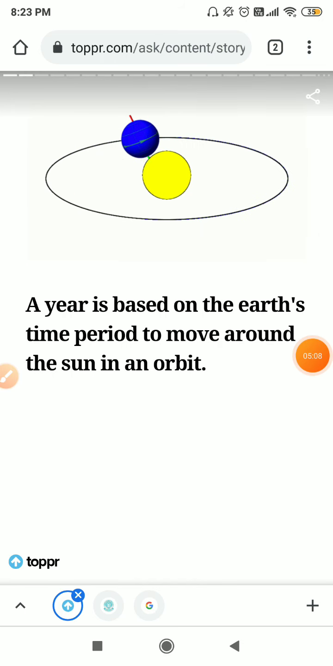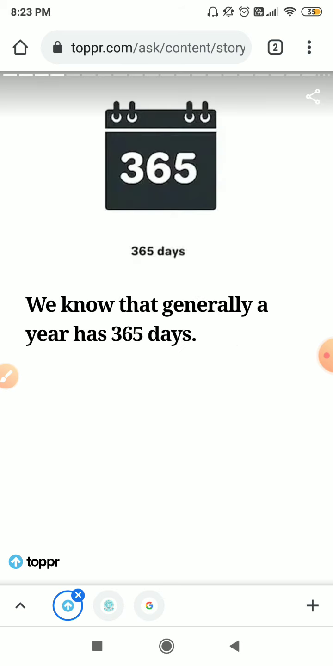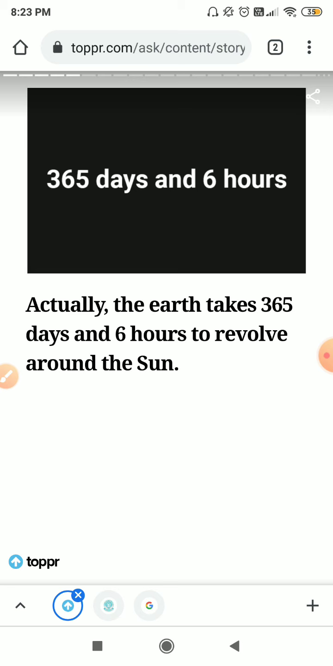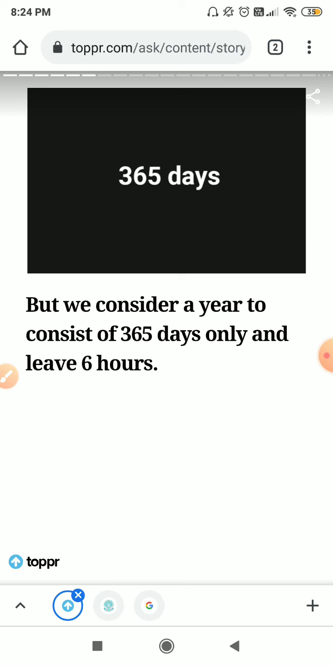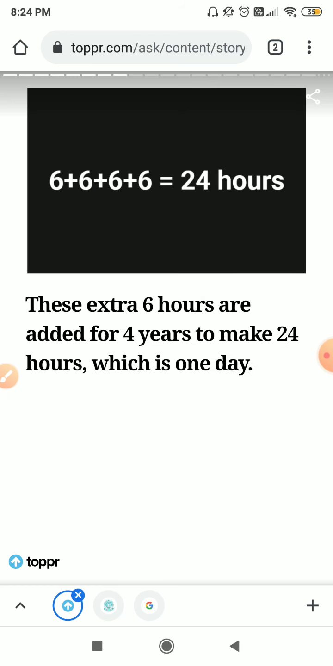A year is based on the Earth's time period to move around the Sun in an orbit. This movement of the Earth around the Sun in an orbit is called the revolution of the Earth. We know that generally a year has 365 days. Actually, the Earth takes 365 days and 6 hours to revolve around the Sun. But we consider a year to consist of 365 days only and leave out 6 hours, so that we complete 24 hours every day. These extra 6 hours are added over 4 years to make 24 hours, which is 1 day.